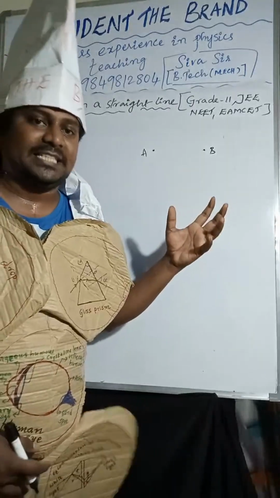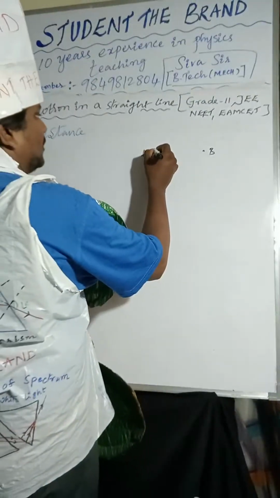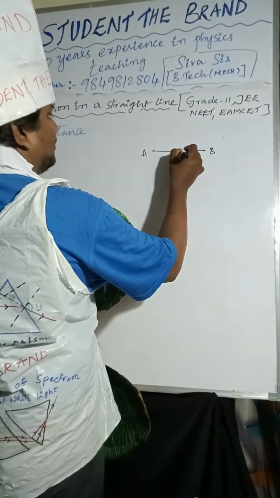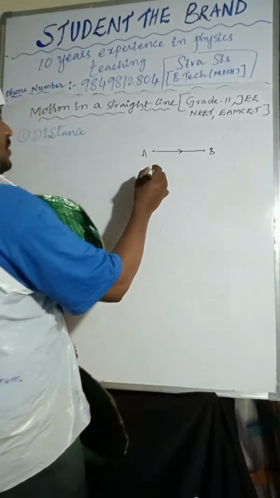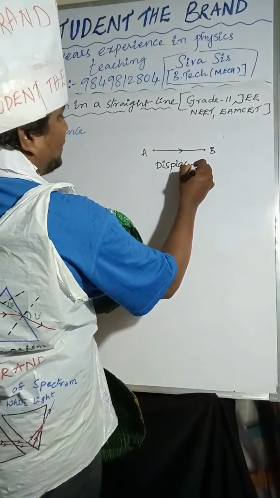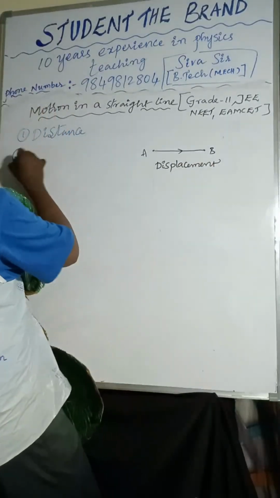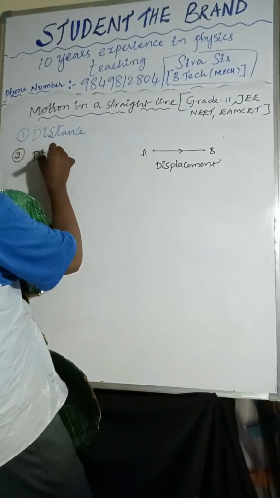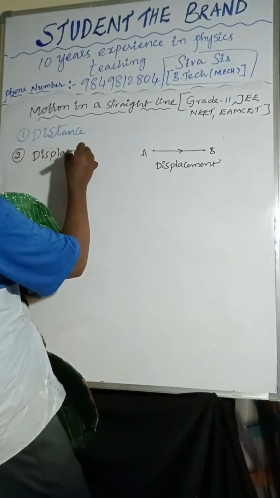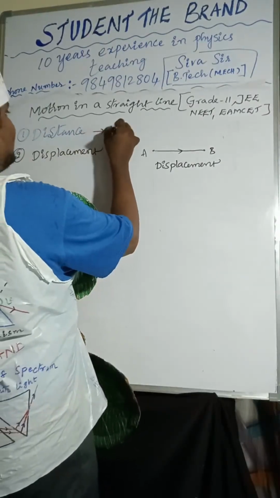Here we can observe that I'm considering the shortest path from initial point to final point. That is called displacement. So the second one I'm taking is displacement. Distance is a scalar quantity.